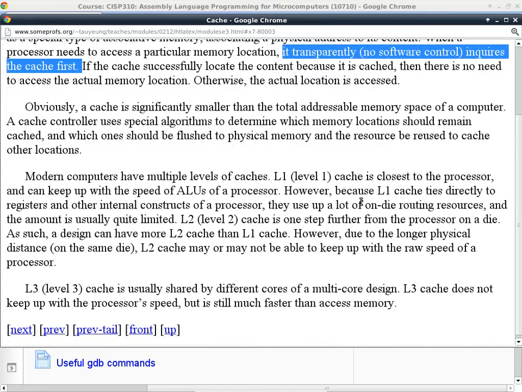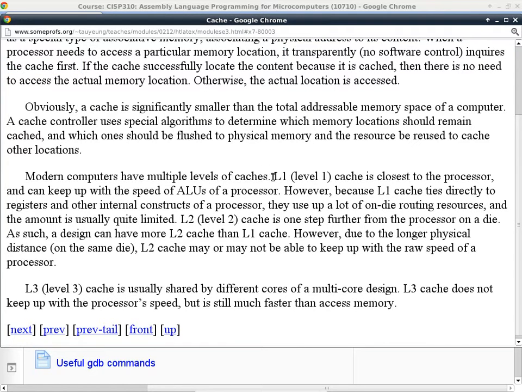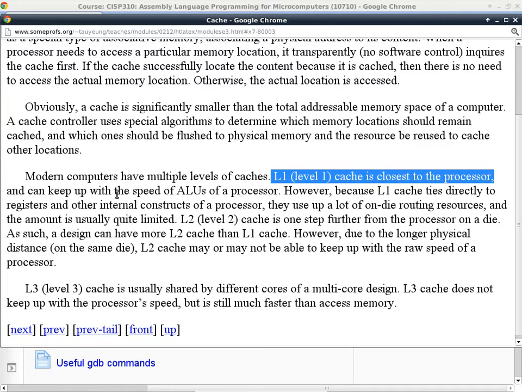And we have different levels of cache too. This may be outdated already. There's Level 1, Level 2, and Level 3. Level 1 cache is closest to the processor. It can actually keep up with the speed of the ALU. But because of the locality, you can only have so much Level 1 cache.